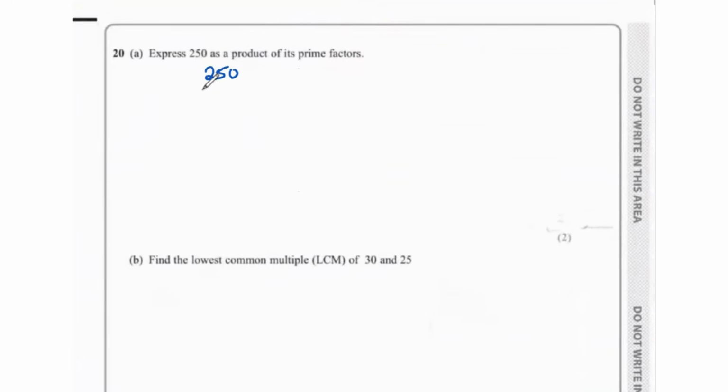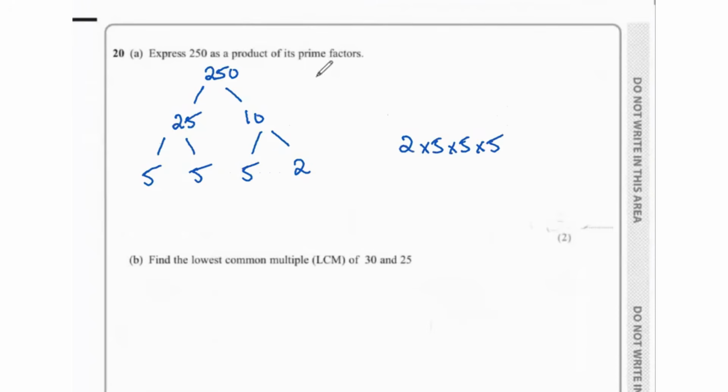250 can be split into 25 times 10. 25 is 5 times 5 and 10 is 5 times 2. 5 and 2 are prime numbers, so we cannot further break them down. So it's going to be 2 times 5 times 5 times 5. We can leave it as it is or write it as 2 times 5 cubed. Either way, it's going to be correct.